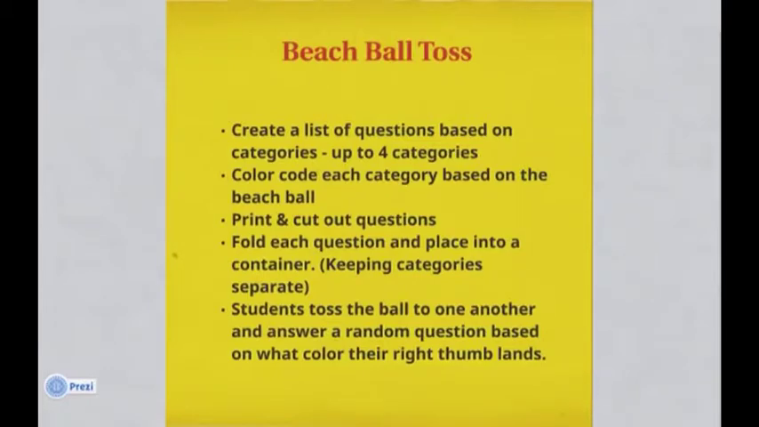some containers that you have labeled, keeping of course all your categories separate. Then what you do is you just have students toss the ball back and forth to one another, and they have to answer a question based on the color where their right thumb lands, and you just draw them randomly out of your containers.